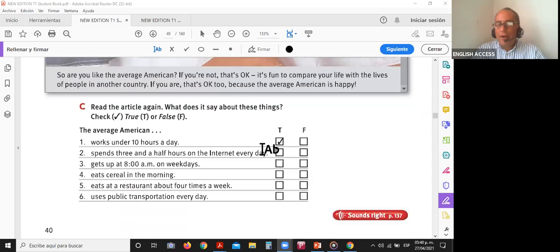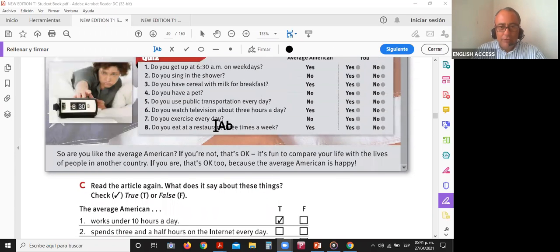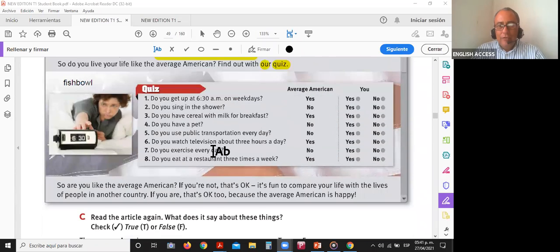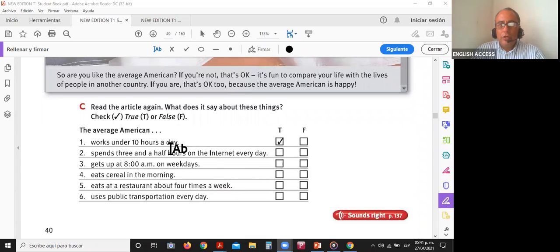Now let's check part C. It says, read the article again. What does it say about these things? The article right here. This article is going to help us to answer these questions about the average American. True or false? Number one, let's check one by one. Works under 10 hours a day. True or false?